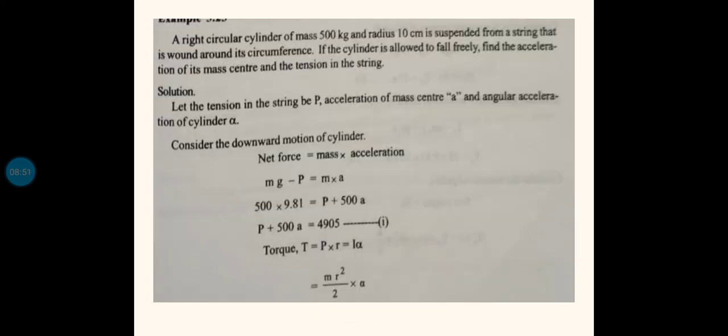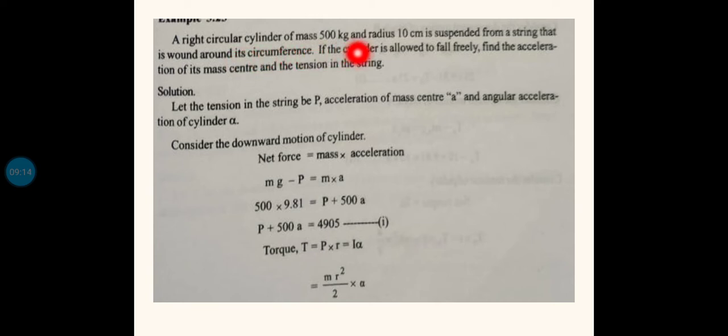Now the next problem is: a right circular cylinder of mass 500 kg and radius 10 cm is suspended from a string that is wound around its circumference. If the cylinder is allowed to fall freely, find the acceleration of its mass center and the tension in the string. See, a right circular cylinder of mass 500 kg.